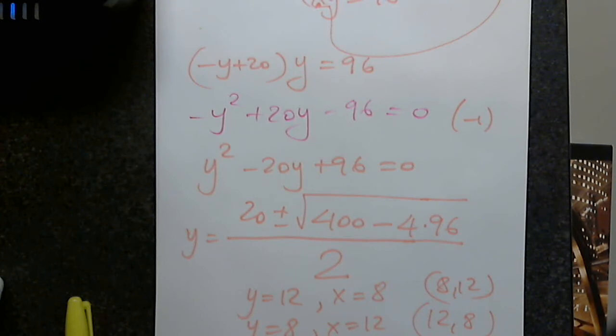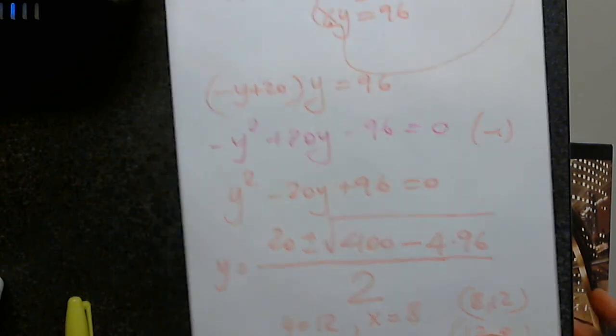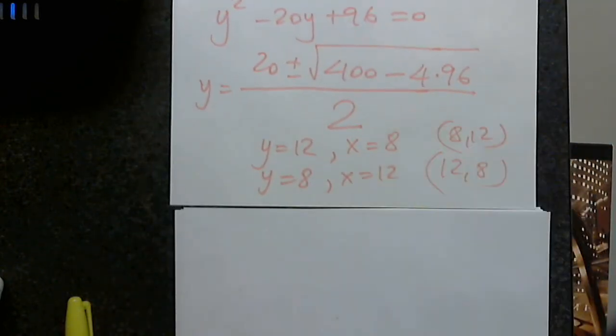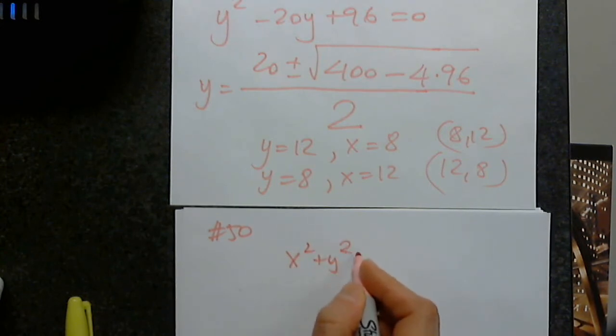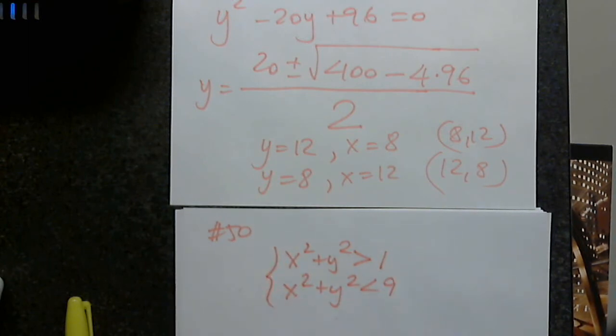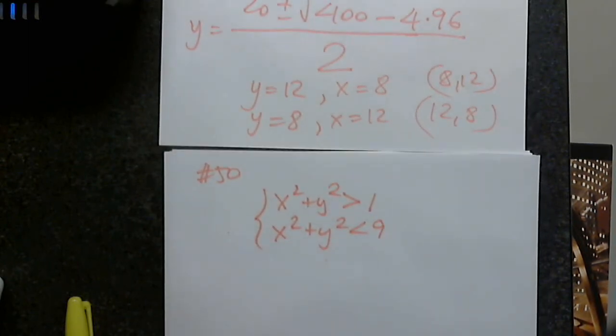Okay, section 5.5. Yes, 50 caught my eye. x squared plus y squared greater than 1. x squared plus y squared less than 9. You can choose any problem you want. And this is on page 600. So what type of system is this? Yes, nonlinear inequalities. Very good, awesome.